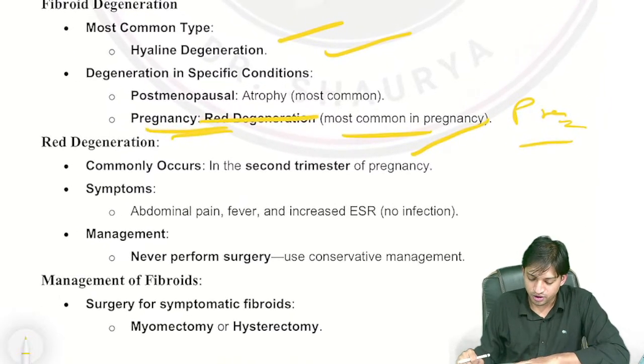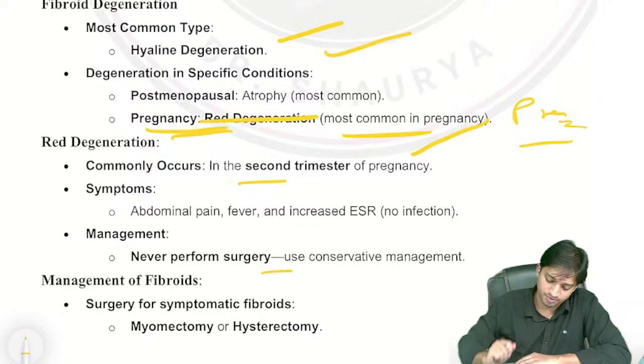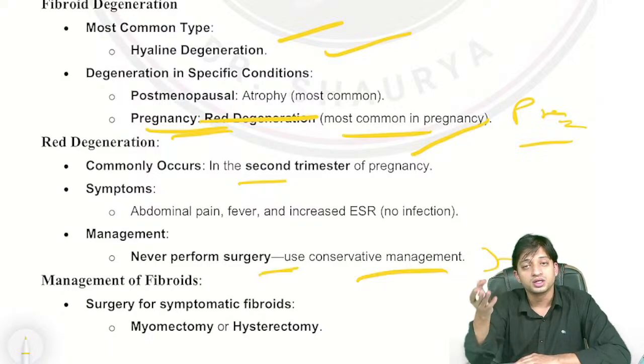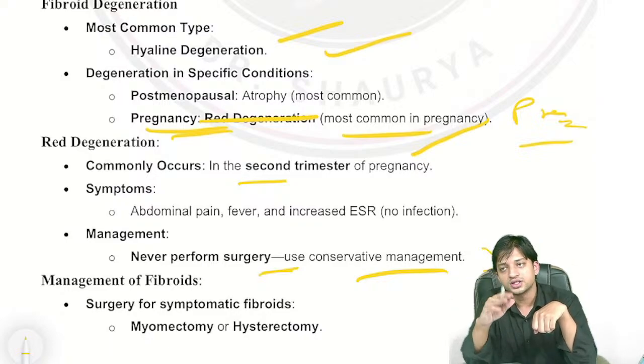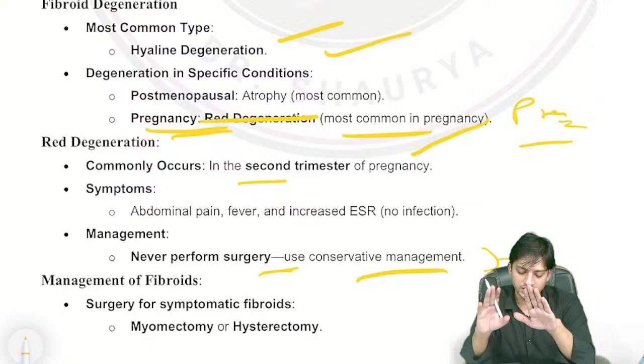Now, in management, you will do conservative management. In case of red degeneration, it will be generally seen in the second trimester of the pregnancy, and they have asked you management, do not perform any surgery, just do conservative management because she is pregnant, she is in the second trimester, you cannot operate now when she is undergoing red degeneration. You just have to go for conservative management.